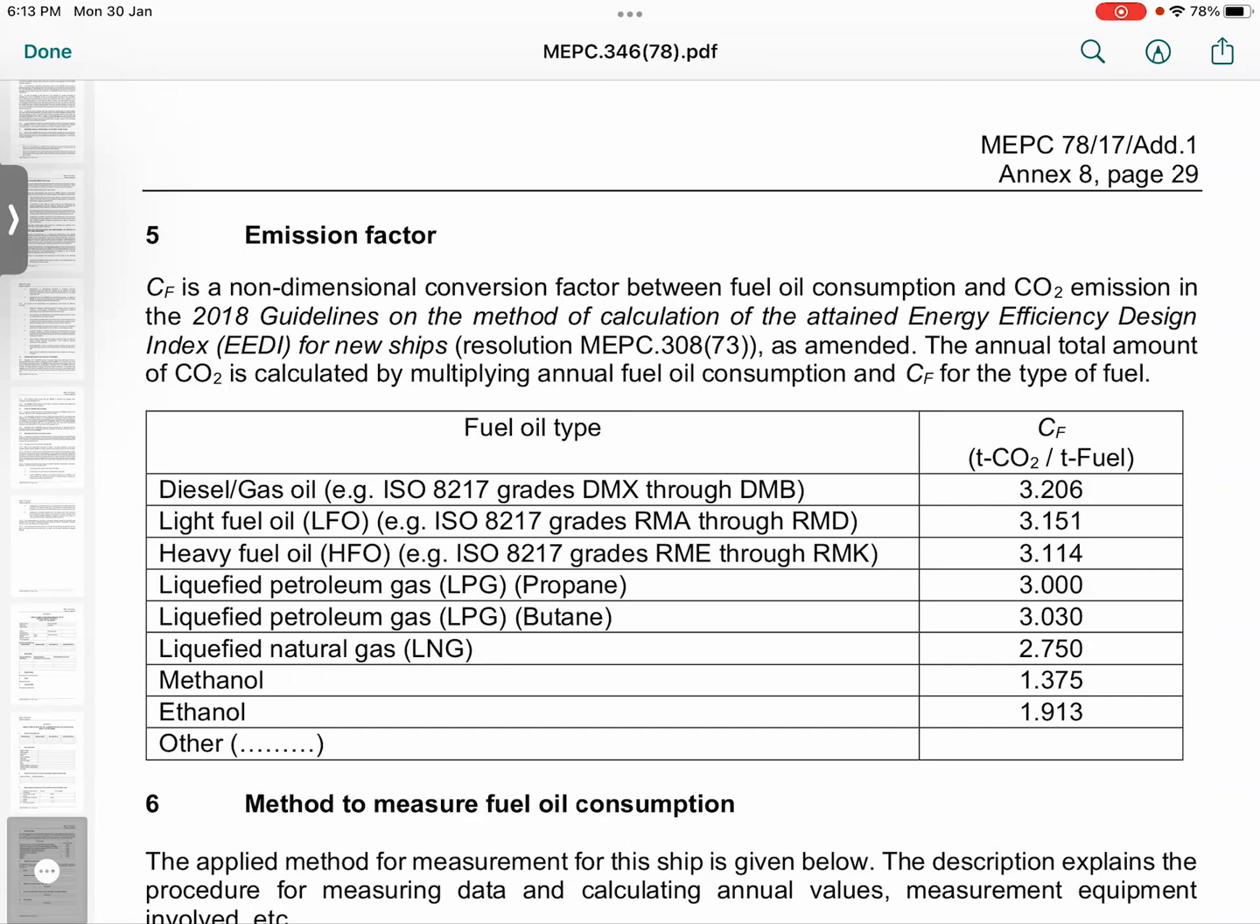Sir, first you said the EEDI formula is power into SFC into fuel consumption. Power into SFC into that is not fuel consumption, that is CF.